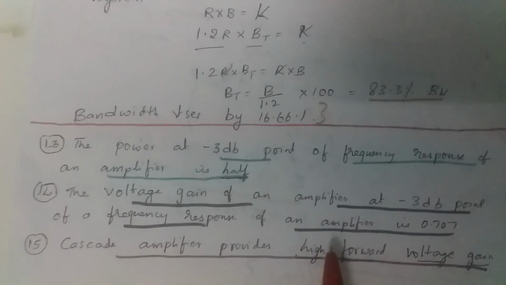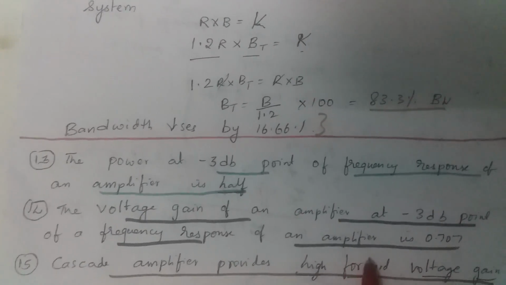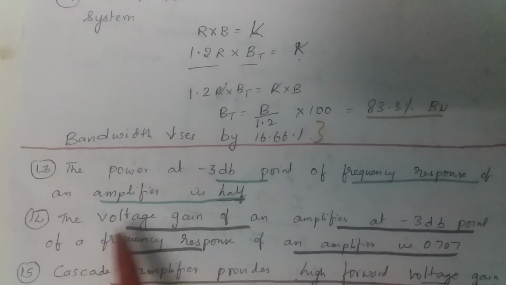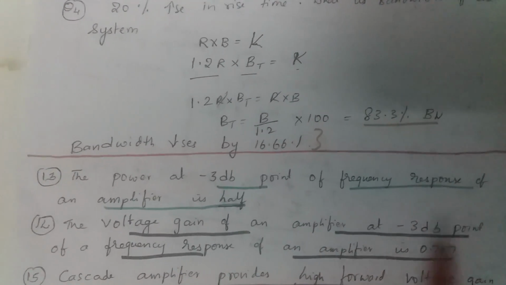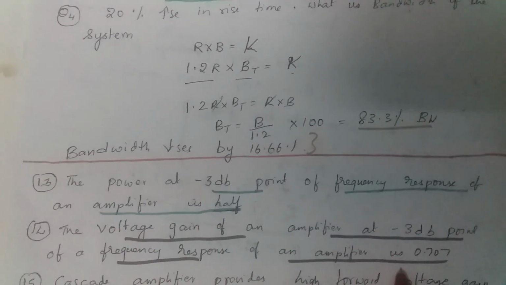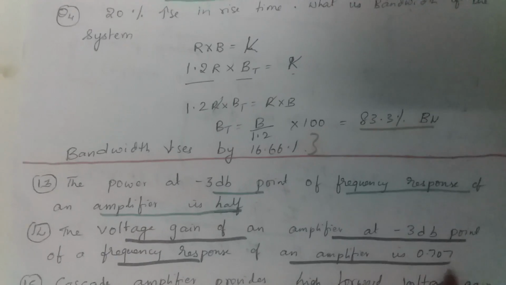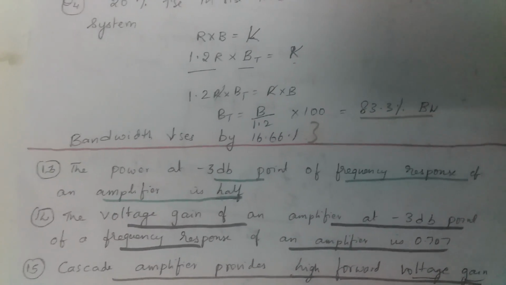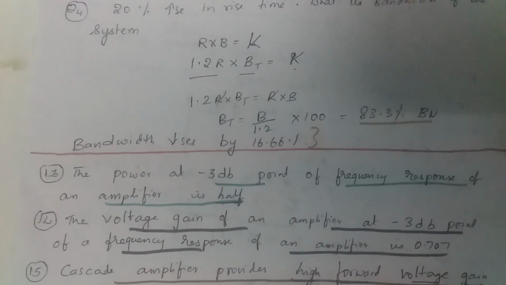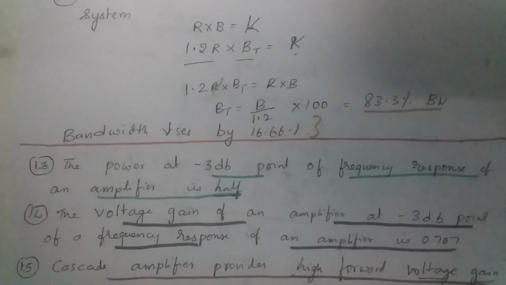The power at the minus 3 dB point of the frequency response of an amplifier is half. The voltage gain of an amplifier at the minus 3 dB point of the frequency response is 0.707. Cascade amplifiers, we have seen, provide high forward voltage gain.